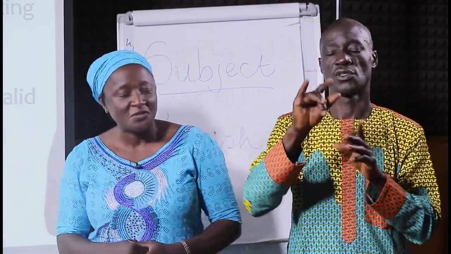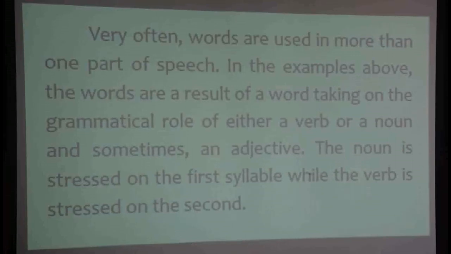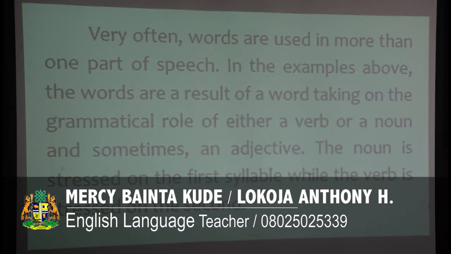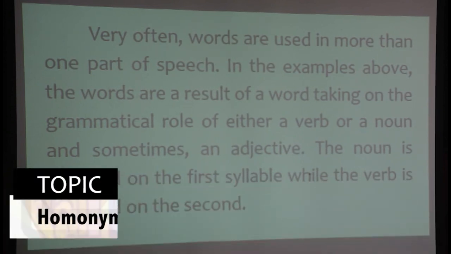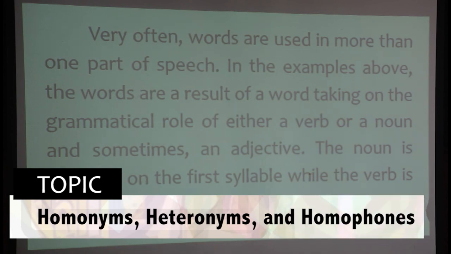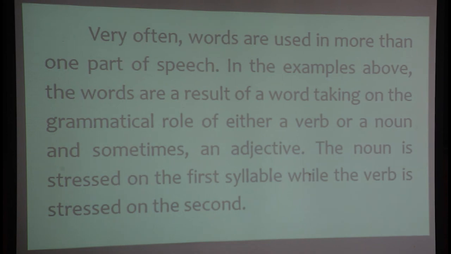In the usage of these words, you would also realize that some of the words are verbs, while others are nouns. Very often, words are used in more than one part of speech. In the examples above, the words are a result of a word taking on the grammatical role of either a verb or a noun. And sometimes, some of these words could take the form of adjectives. The noun is stressed on the first syllable, while the verb is stressed on the second syllable. In the examples that we will see, on each word, the part that is stressed is written in capital letters.